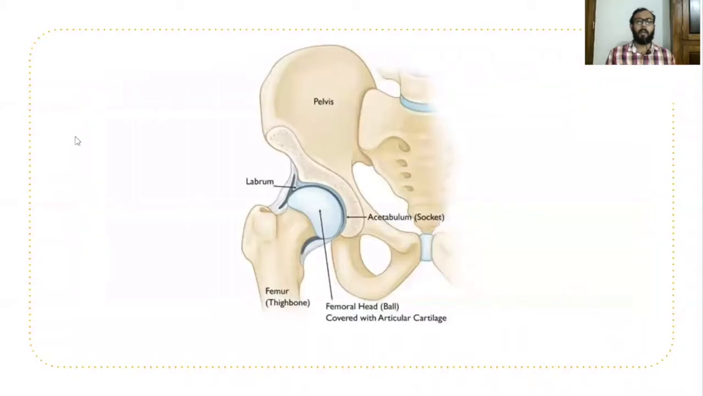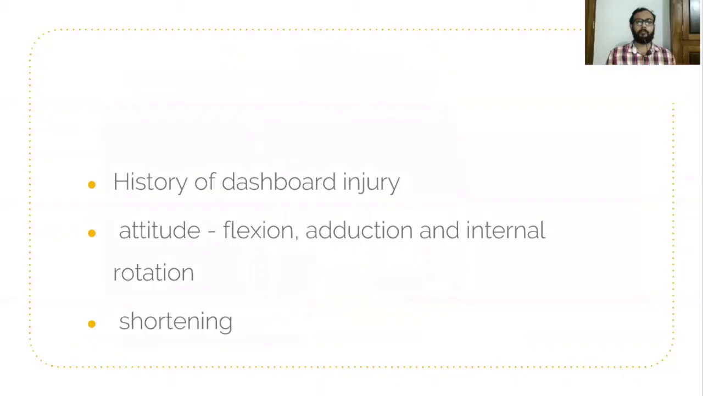Coming to the basic applied anatomy, the hip joint includes the head of the femur placed inside the acetabulum. When compared to the shoulder joint, the hip is more stable and less mobile. After the shoulder joint, the hip is the most mobile joint when compared to the other joints of the human body.